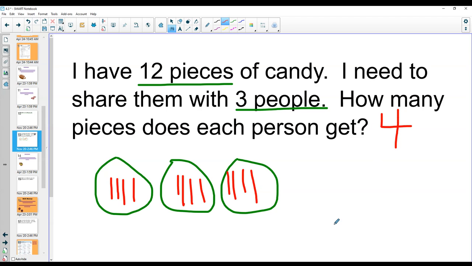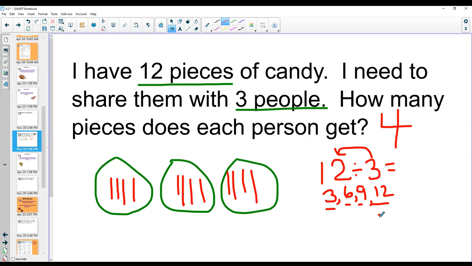4. Remember that another strategy might look like this. 12 divided by 3. Count by threes until you get to 12. 3 plus 3 equals 6. 6 plus 3 equals 9. 9 plus 3 equals 12. I counted by threes 4 times. Both of these are strategies. We both get the same answer.